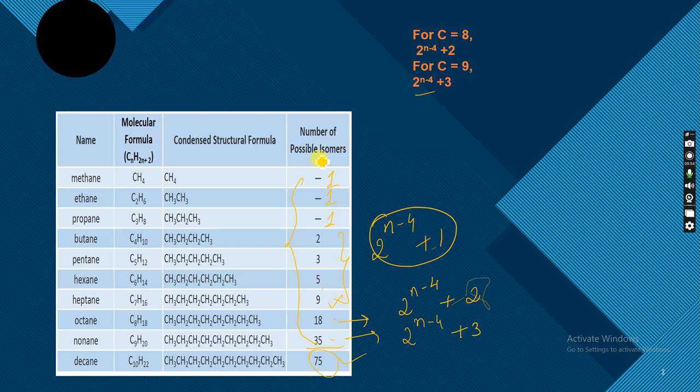And how did I get 75? If you count these three as 1, 1, 1, and whatever remaining ones are there, you add them till 35, you will get 75. So that's the number of isomers for decane.